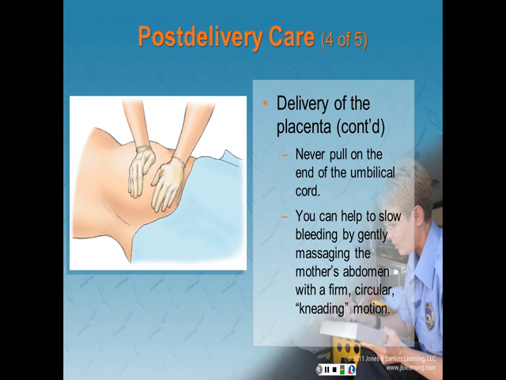Wrap the entire placenta and cord in a towel and place them in a plastic bag and take them with you to the hospital. After delivery of the placenta and before transport, place a sterile pad or sanitary napkin over the vagina and straighten the mother's legs.